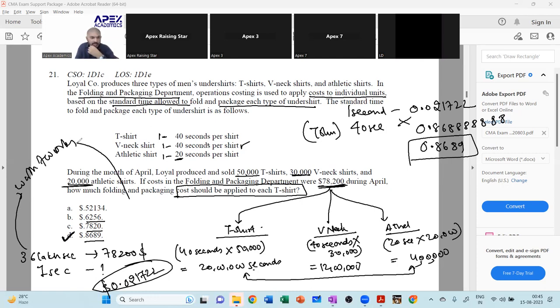costs us $78,200. How much does 1 second of working here cost us? It costs us this much. As a matter of fact, you can get the direct answer over here also. You can do 78,200 multiplied by 40 divided by 36 lakhs. You will still get the same answer. I did 1 second and then came here, but you can directly take 40 seconds and you will get 0.86888888. You will get that answer here also. There is no doubt.